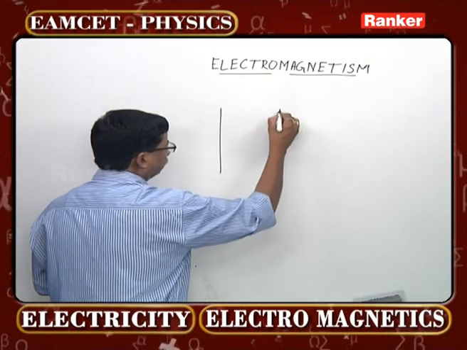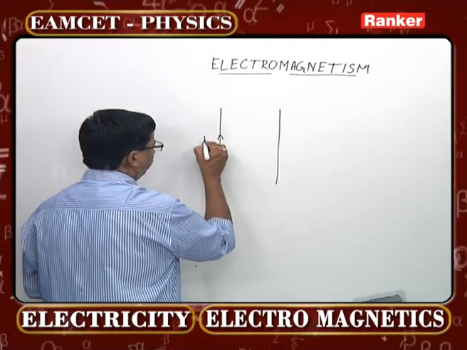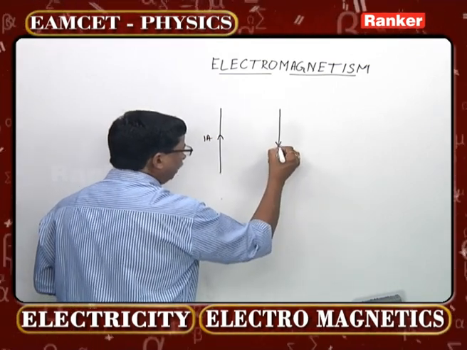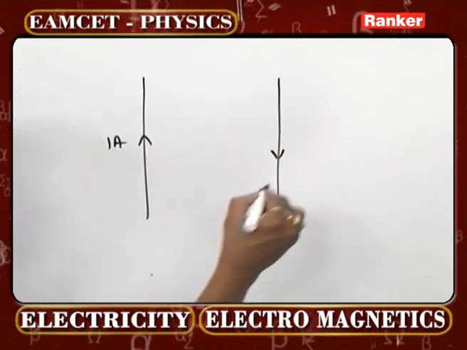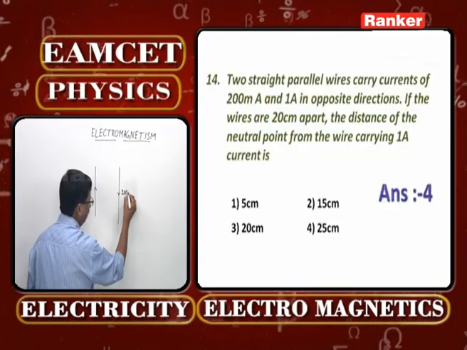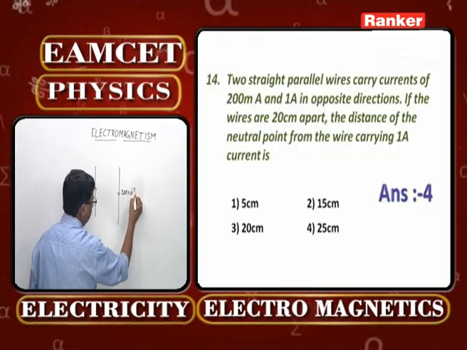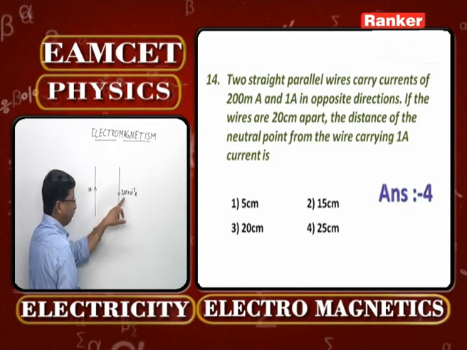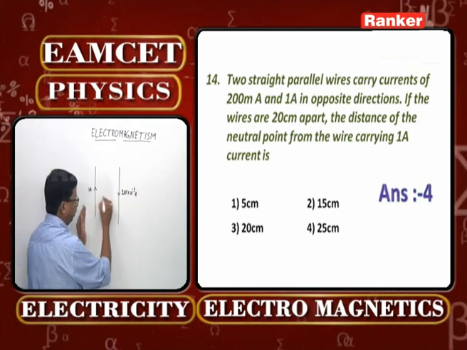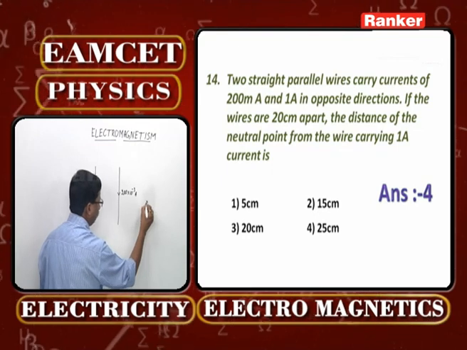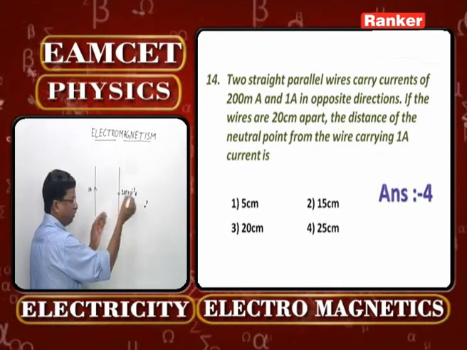This is the first wire. Now it is carrying 1 ampere current. This is now carrying how many milliamperes? 200 milliampere current. Now out of the two, which is the least? This one is the least. Therefore the null point lies outside this wire carrying the least current.